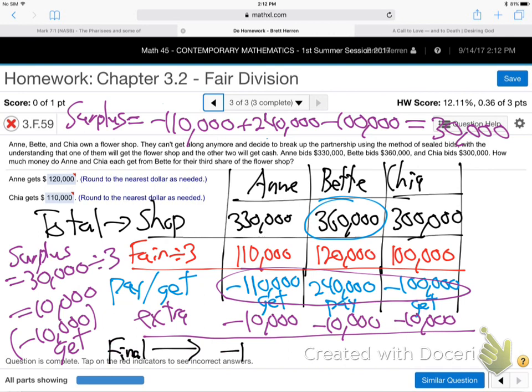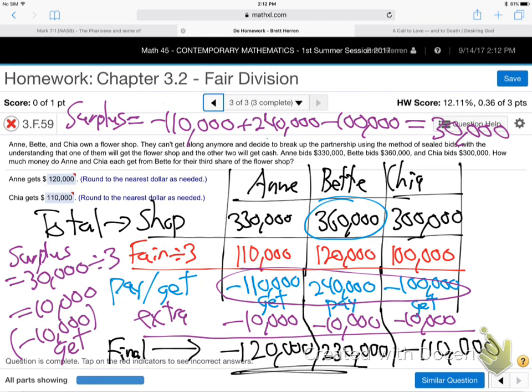So this will be negative 120, and this will be 230. That's what Betty has to pay. And negative 110. There we go. When all is said and done, that's what will be done. Betty gets the flower shop, but she has to pay $230,000 to her 2 friends. Ann takes 120 of that. Chia takes the 110 of that. And that's the way it's settled.